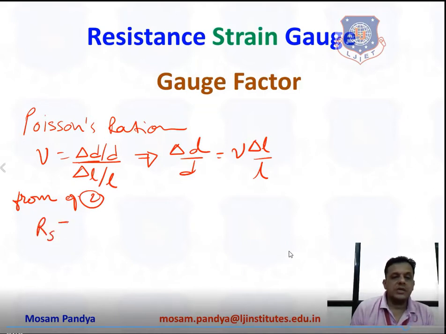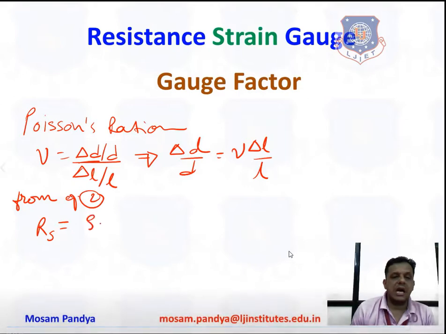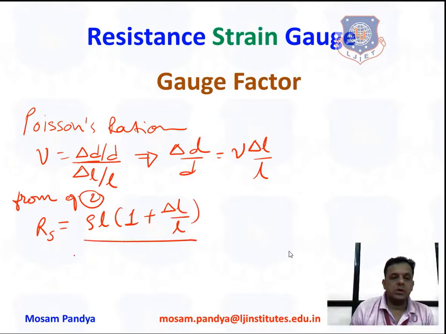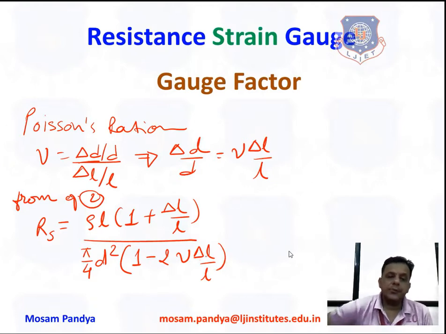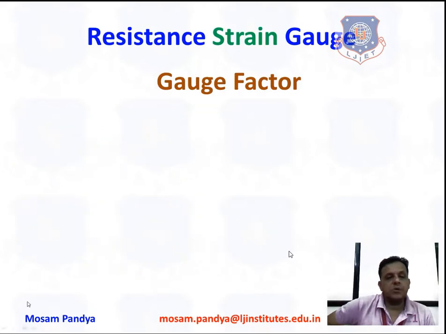So new equation of the resistance, new resistance Rs, that is rho L into 1 plus delta L by L upon, now we will substitute delta d by d is equal to mu into delta L by L. So that is 1 minus 2 mu into delta L by L, replacing delta d upon d by Poisson's ratio equation. So gradually we are moving towards the generalization of the equation for gauge factor.